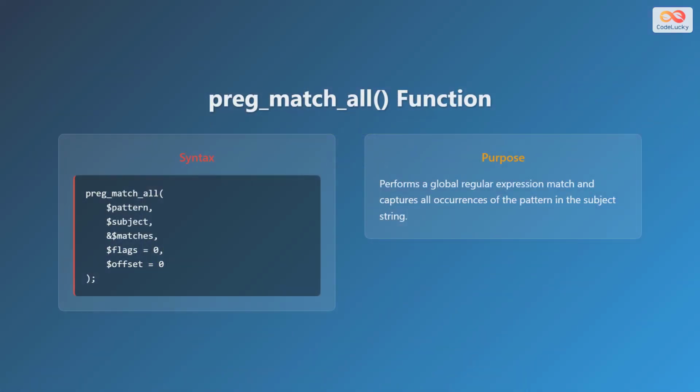Let's begin with the preg_match_all function. This function is used to perform a global regular expression match, which means it searches for all occurrences of a pattern within a string. Here's the syntax.